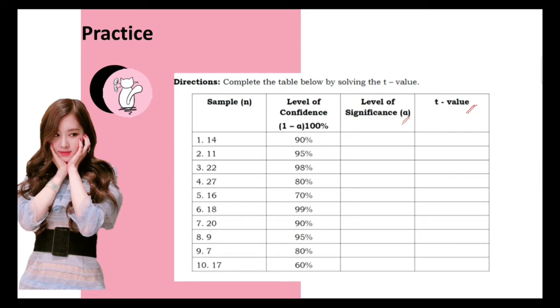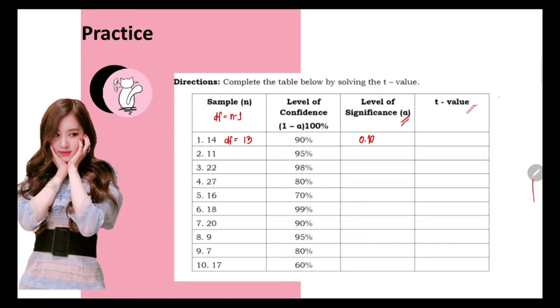If we have a sample size of 14, so therefore, the degrees of freedom is n minus 1. So again, degrees of freedom is equal to n minus 1. So we have 14 minus 1 is 13. So the given degrees of freedom is 13 and the level of confidence is 90%. So therefore, ano po ang ating alpha? So what is 1 minus 90? So we have 0.10 as our alpha. San po natin ngayon makukuha yung t-value?